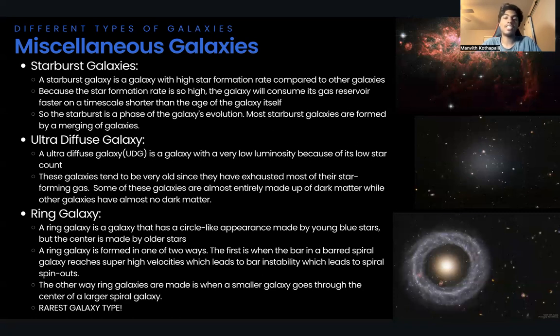The other way ring galaxies are formed is when a smaller galaxy goes through the center of the larger spiral galaxy. This causes bar instability, which makes the spiral turn into a ring, and the other galaxy will push the center out of the larger galaxy, which makes a ring.